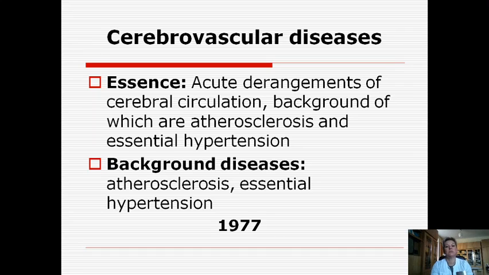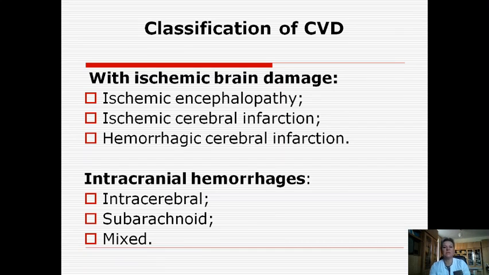And the last information is about cerebrovascular diseases. What is the definition? Acute derangements of cerebral blood circulation, the background of which are atherosclerosis and arterial hypertension. As a result, the background diseases are atherosclerosis and hypertension. We started to name this disease in 1977. In the classification of cerebrovascular disease, we can see two main variants: ischemic brain damage and intracranial hemorrhages.